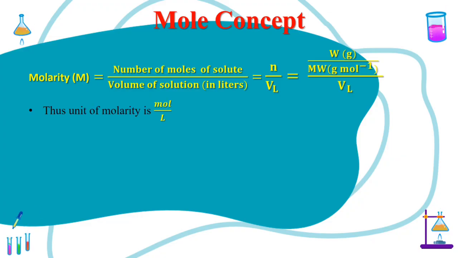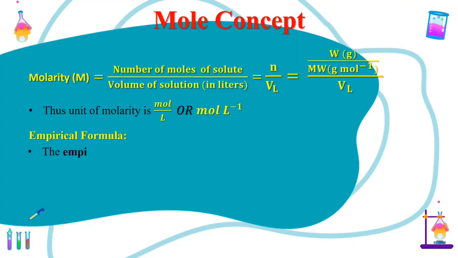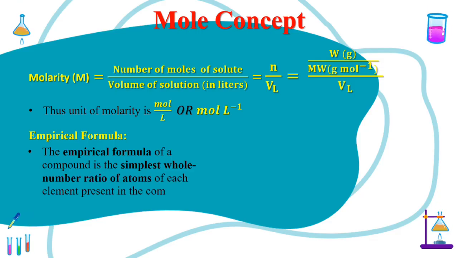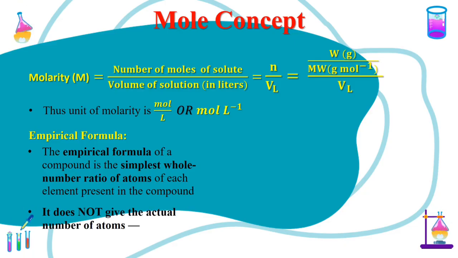Last but not the least, we'll see the empirical formula of a compound. The empirical formula of a compound is the simplest whole number ratio of atoms of each element present in the compound. It does not give the actual number of atoms, it only gives the simplest ratio.